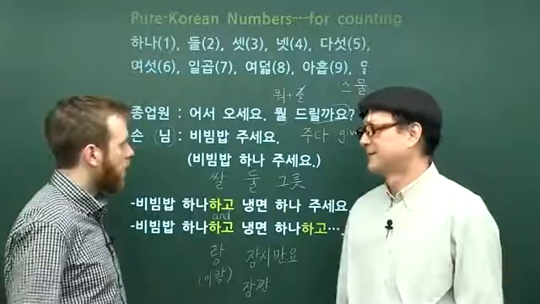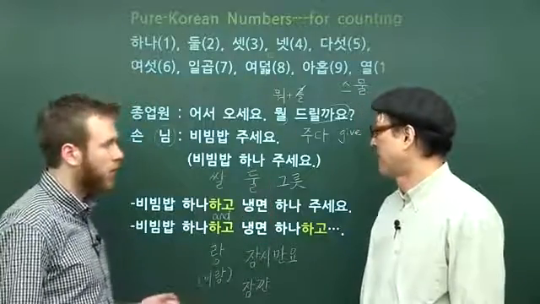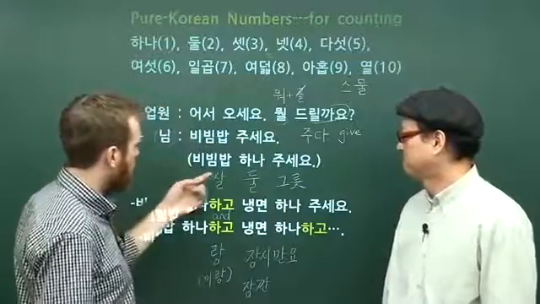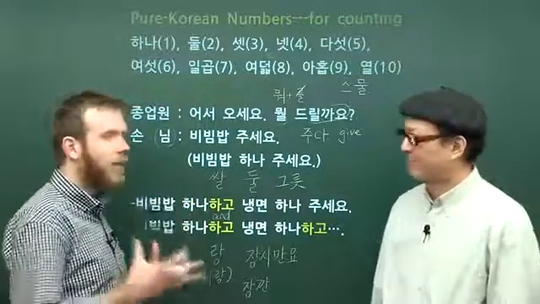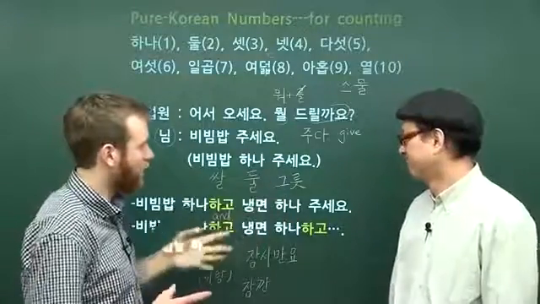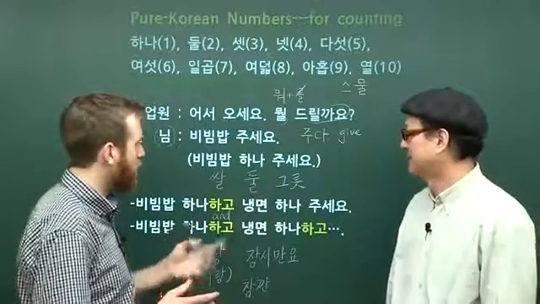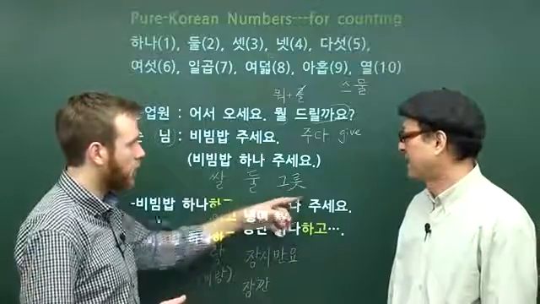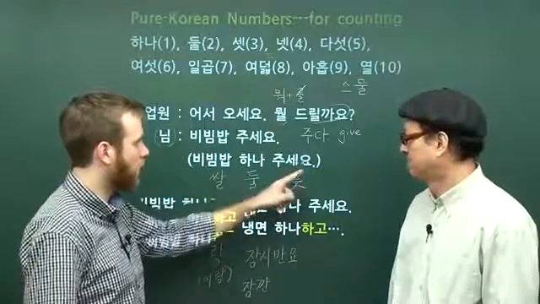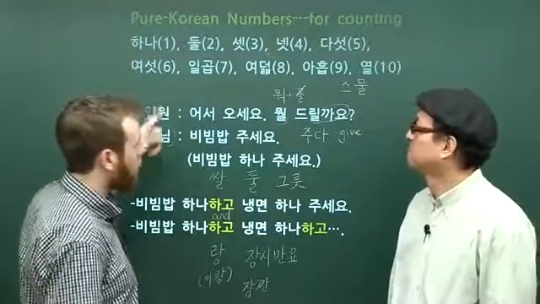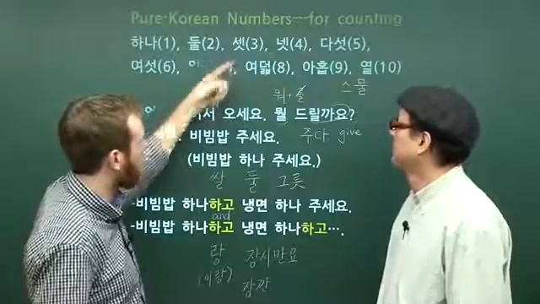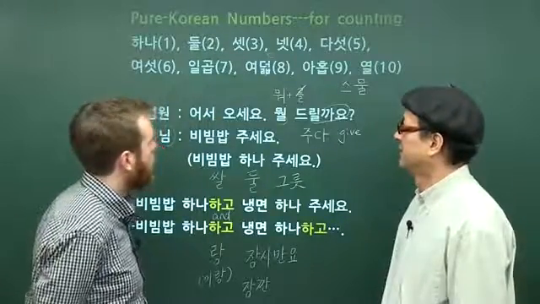Okay. Yeah, these counters are very important in Korean as well. So we use these pure Korean numbers for counting. And if I'm talking about bibimbap, the container that something comes in, that gives it a different counter name, right? So a bowl is 그릇. So I would say bibimbap 한 그릇 주세요. Okay? Or 두 그릇. Or 세 그릇.